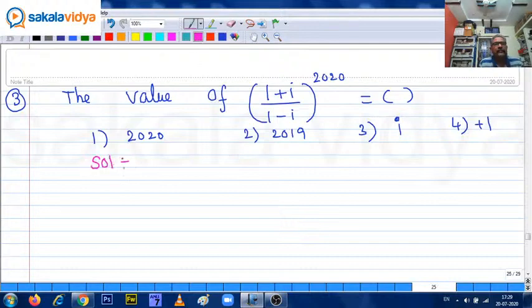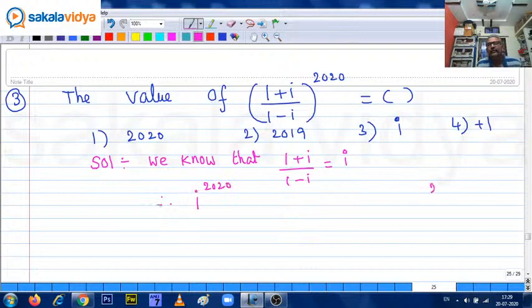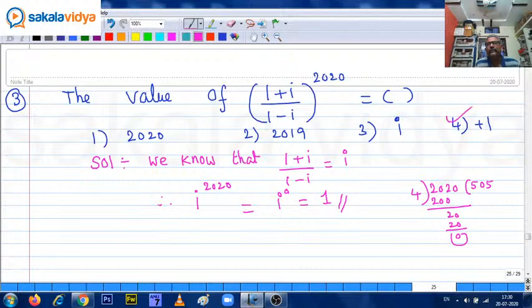Solution. We know that (1 plus i) upon (1 minus i), you need not simplify, directly you can remember it is i. Therefore i to the power of 2020 we need to find out. Now the shortcut: 2020 should be divided by 4. 4 times 505 is 2020, remainder is 0. This equals i raised to 0, which is 1, absolutely. So that means the fourth option is the right option.